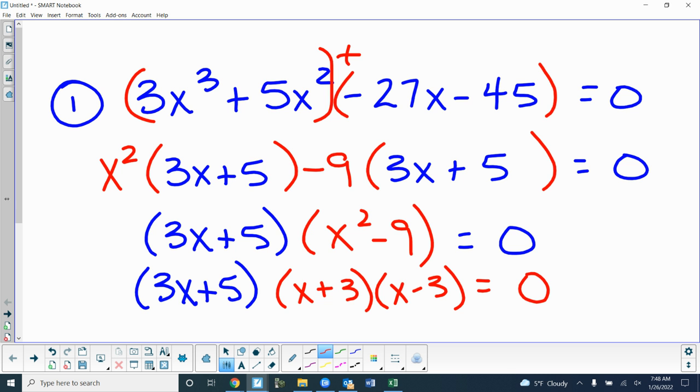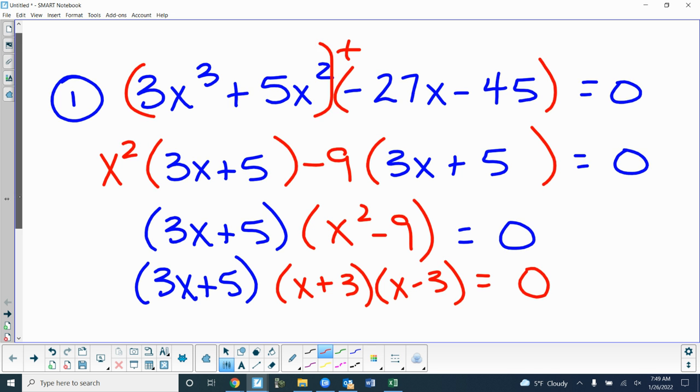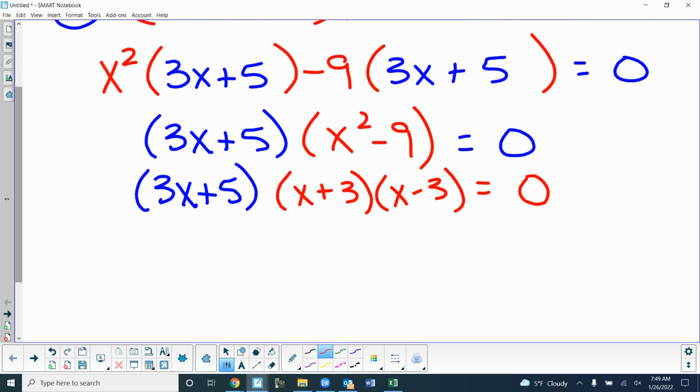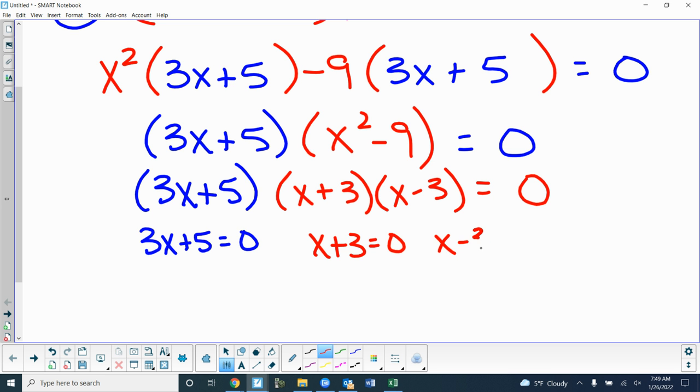So, what's the degree of this polynomial? 3, right? So how many zeros should I find? 3. Am I going to find 3 now? Yeah, because I got 3 factors, right? And again, most of you can look at the 3 factors now and tell me the 3 answers, but just showing all the work, here's what we're doing. We're setting each factor equal to 0 and then solving for x. So that's what we're doing.